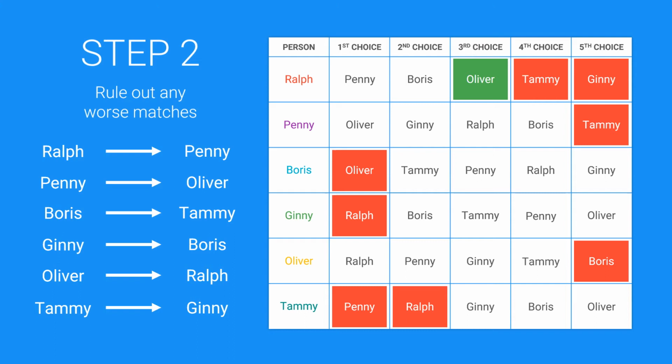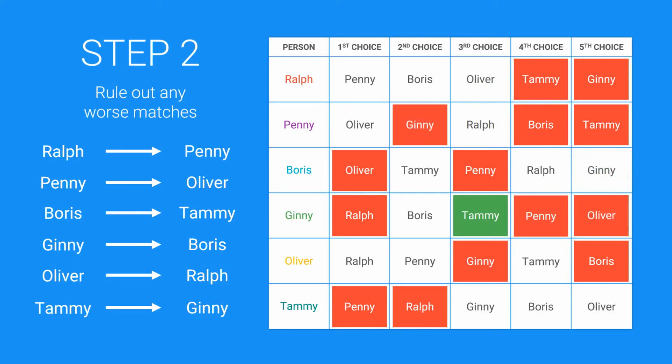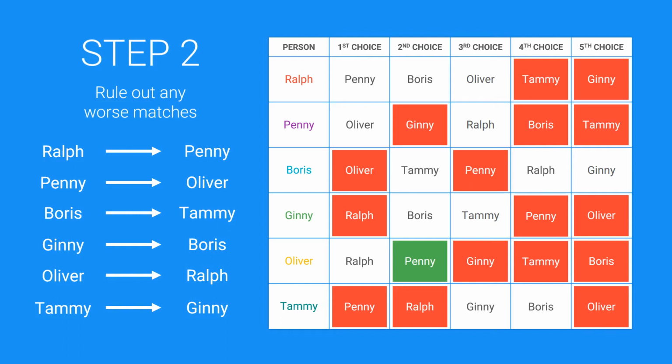Tammy and Ginny are lower than Oliver in Ralph's preferences, but are already rejected. Penny is being proposed to by Ralph, so Boris is rejected. Boris is being proposed to by Ginny, who is the last person on his preference list, and since no one is lower than Ginny, no further people have to be rejected. Ginny is being proposed to by Tammy, so Penny and Oliver are rejected. Oliver is being proposed to by Penny, so Tammy is rejected, and Tammy is being proposed to by Boris, but Oliver has already been rejected.